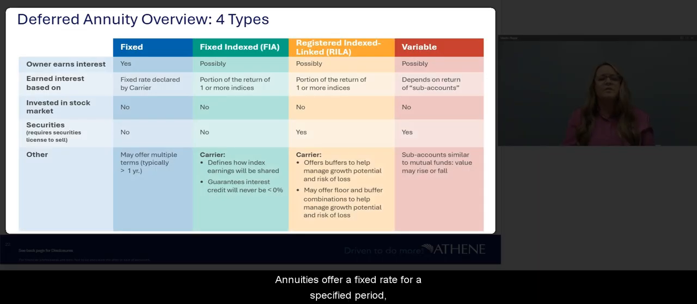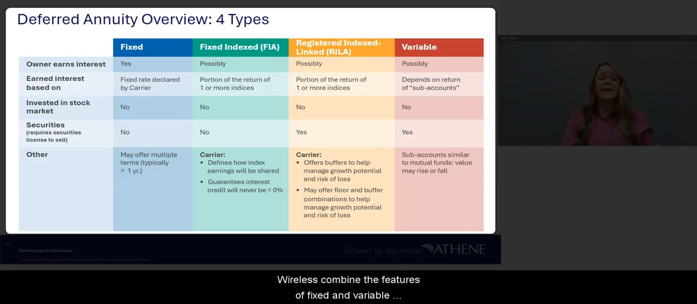Fixed annuities offer a fixed rate for a specified period, providing predictable growth. These are ideal for conservative clients who prefer stability and guaranteed returns. FIAs are linked to the market and the performance of a specific market index, such as the S&P 500. They offer the potential for higher returns than a fixed annuity, while providing some protection against market downturns.